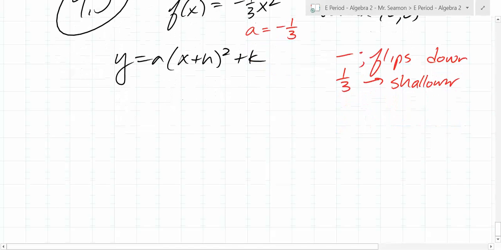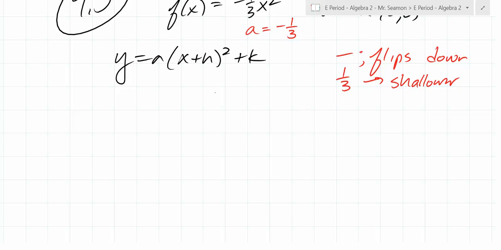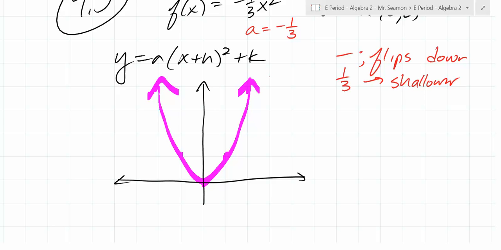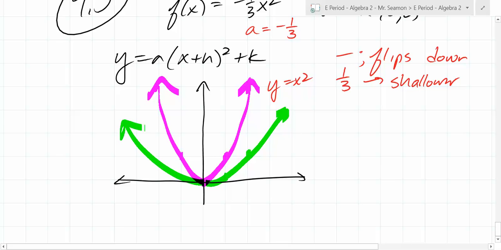So when you graph this, you can make an estimate of it if you wanted to. If we did a rough estimate, this is what I would do. The base graph is y equals x squared, right? Looks like this. There's our y equals x squared. What is the 1/3 going to look like? Well, all these y values are 1/3 as big, so it kind of looks like this. Does that kind of make sense, everybody?